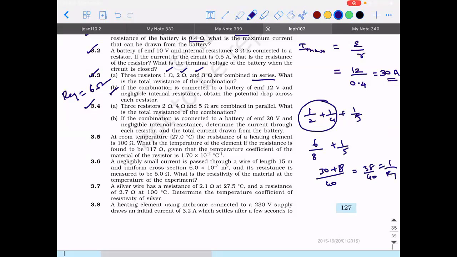This 1 by R equivalent. So R equivalent will be equal to 40 by 38, which is 20 by 19. I hope this is what you got, guys. It's 20 by 19. That's right, 20 by 19 ohm.